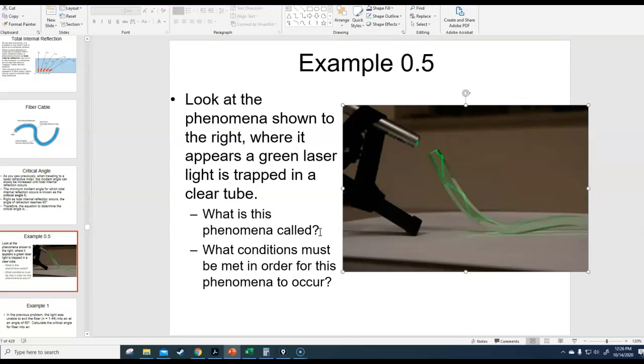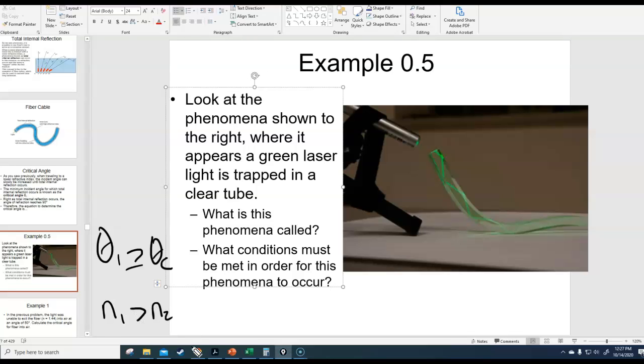So what is this phenomenon called? Obviously total internal reflection. What conditions must be met for this phenomenon to occur? Well, theta 1, the angle of incidence, has to be greater than or equal to the critical angle, and it only works if n1 is greater than n2. That means the refractive index of the medium you're in has to be higher than the refractive index of the medium you're trying to go into.